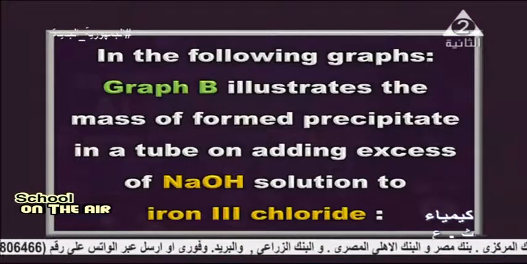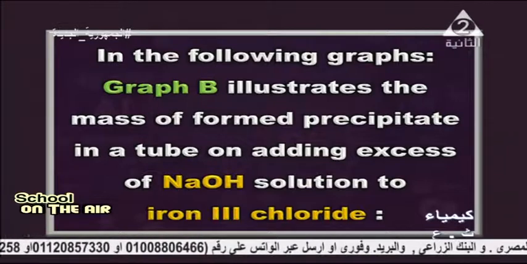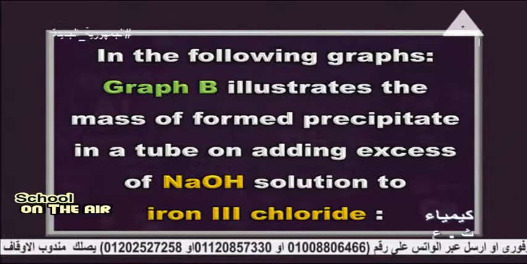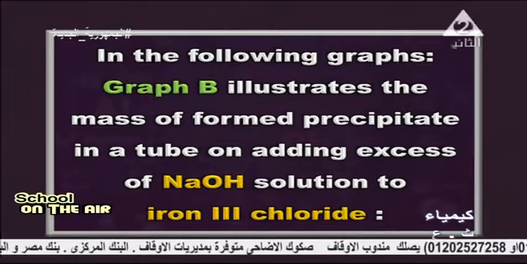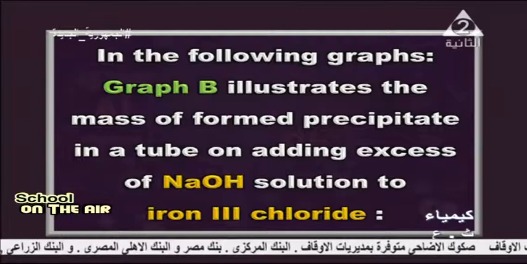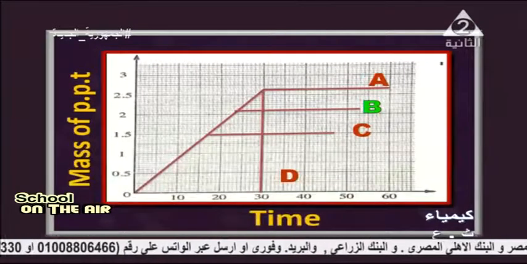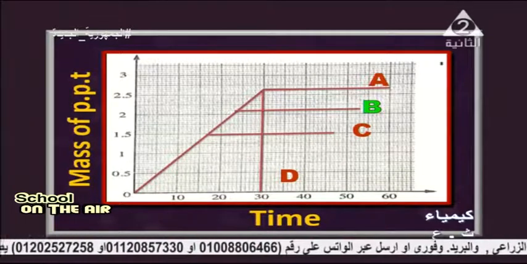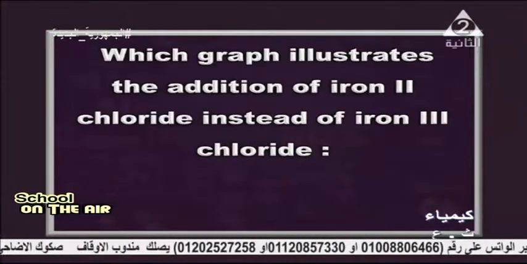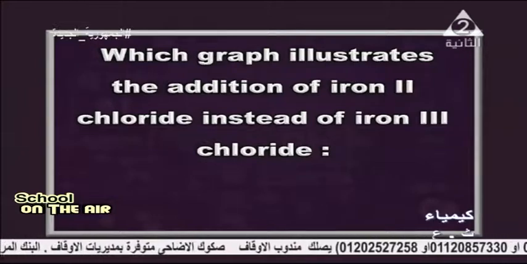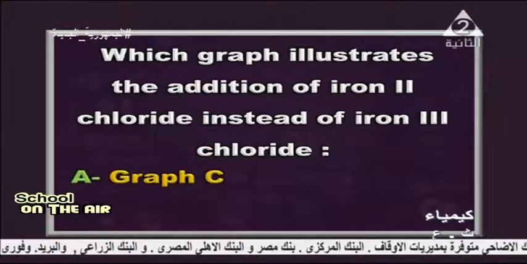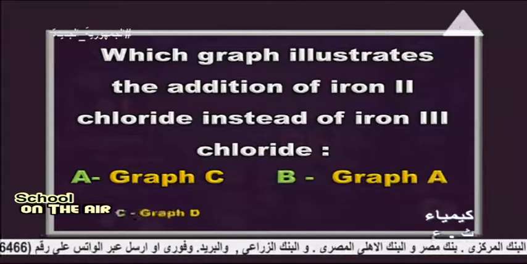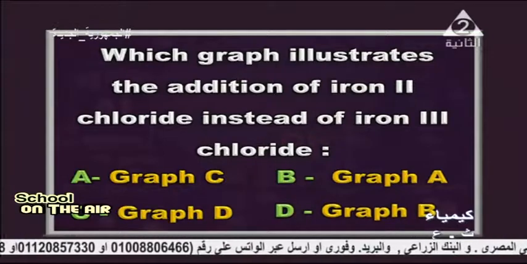Second type of graph questions. In the following graph, graph B illustrates the mass of formed precipitate in a tube on adding excess sodium hydroxide to iron 3 chloride. As the graph shown is graph number B. Which graph illustrates the addition of iron 2 chloride instead of iron 3 chloride? Is it graph C, graph A, graph D, or graph B?